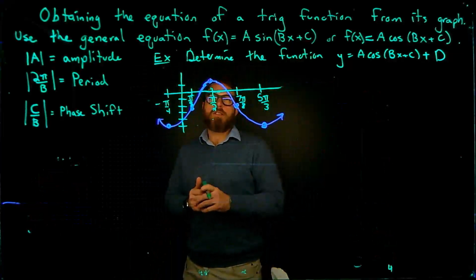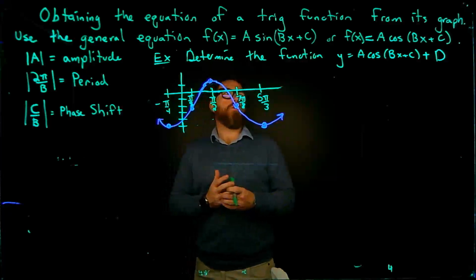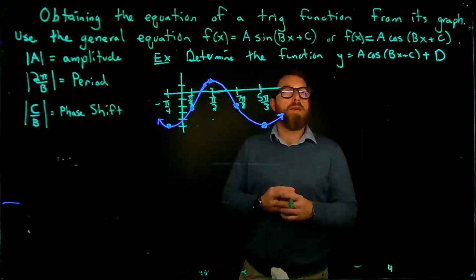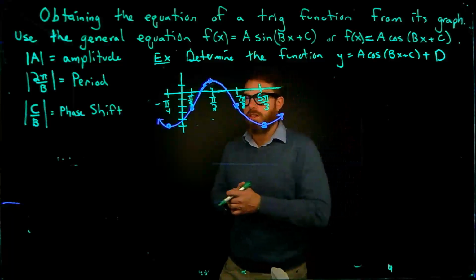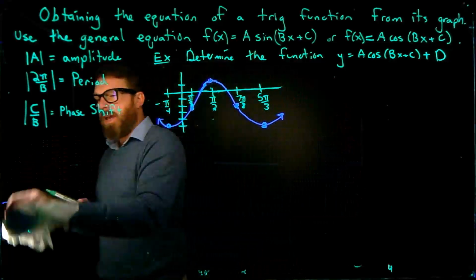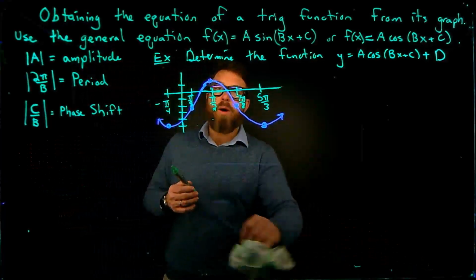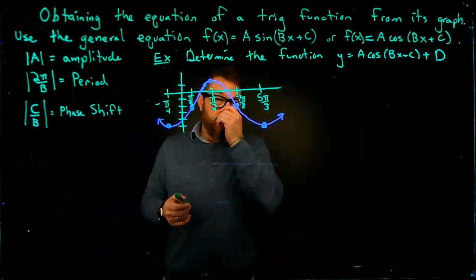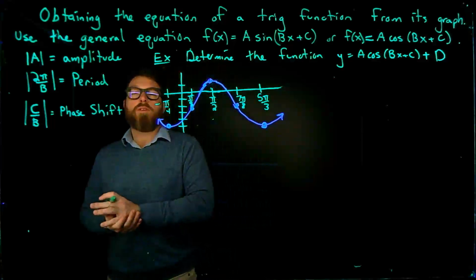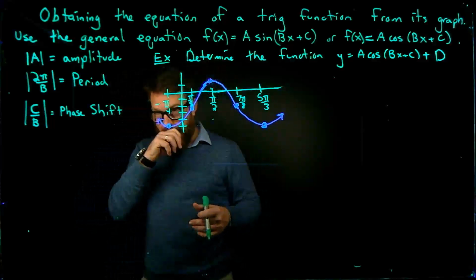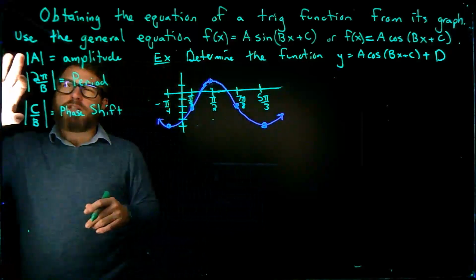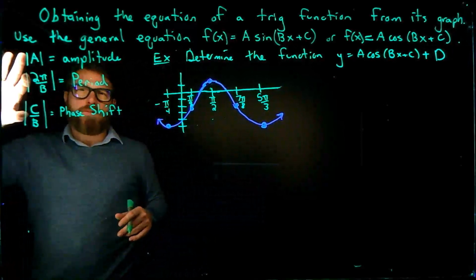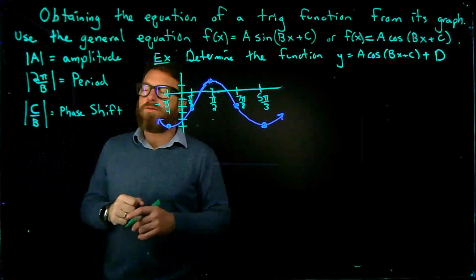All right, so our last question is to determine the function y equals a cosine of bx plus c, plus d, because I also shift this thing up and down. Again, we're going to go after the amplitude, then the period, then the phase shift, and we'll talk about the up and down last. It's really your choice. These two are connected because you have to find b before you go after your phase shift.